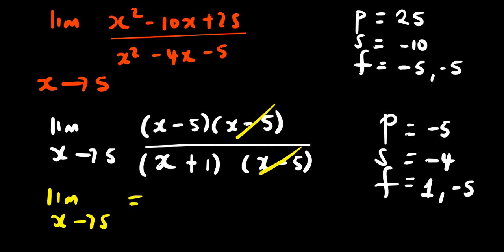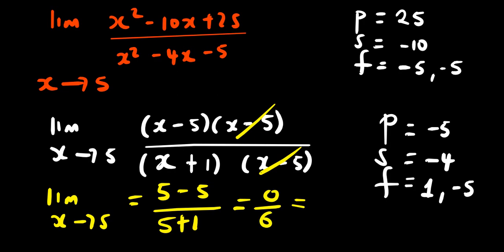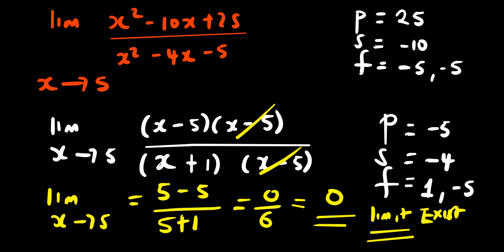So where there is x, we'll be placing 5. So I'm going to have 5 minus 5 on top over 5 plus 1. I'm going to have a 0 over a 6. 0 divided by 6, that is just a 0. So this limit exists. Okay, so this is how we are going to solve limits.